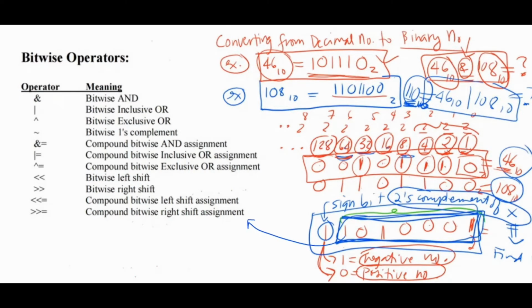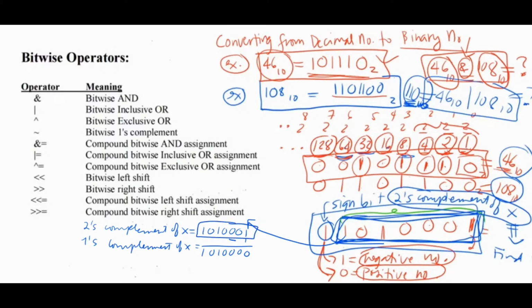Therefore, we need to convert this 2's complement of x, which is 10100001, to 1's complement. And how do we do that? To convert the 2's complement into the 1's complement of x, we subtract 1 from the 2's complement. And so the 1's complement now would be 10100000.